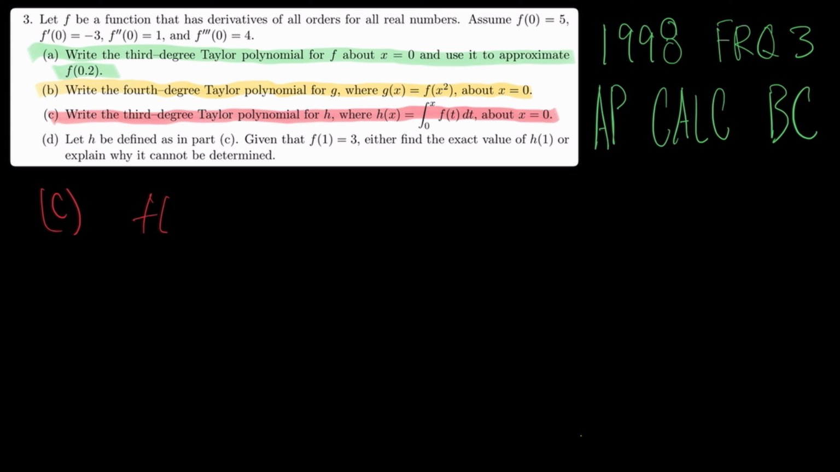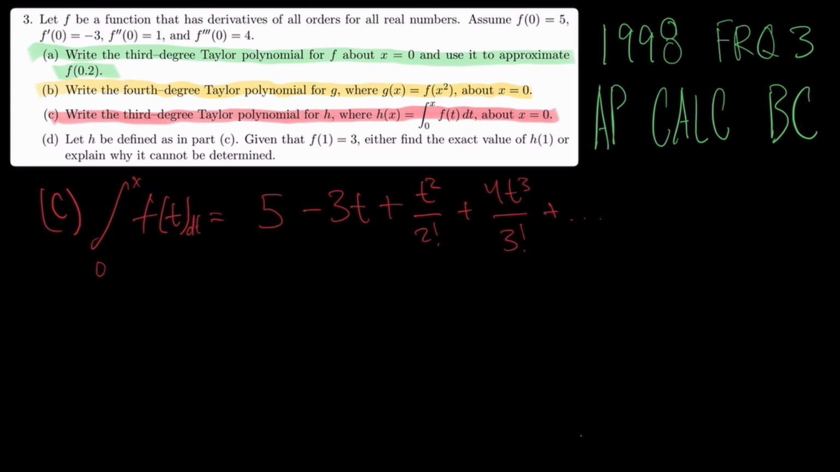So if we have f of t equals, and I'm not going to write the general term here, I don't think it's really that necessary, equals, how about, just using what we had from before, 5 minus 3t plus t squared over 2 factorial plus 4t cubed over 3 factorial plus dot dot dot. And now I'm going to integrate from 0 to x dt, both sides.